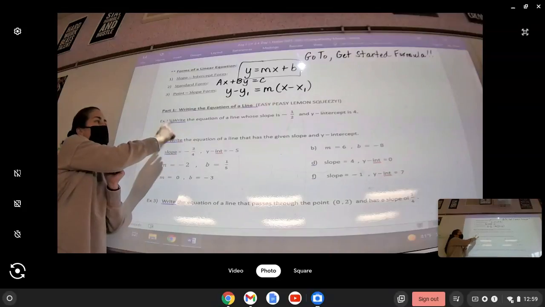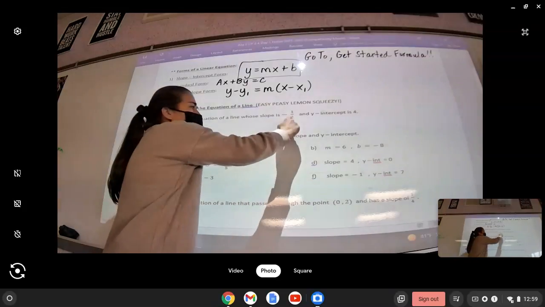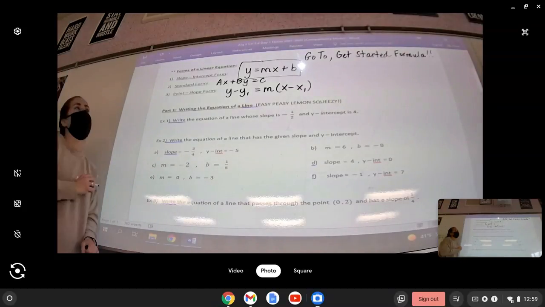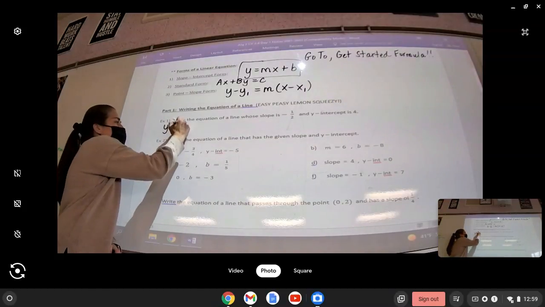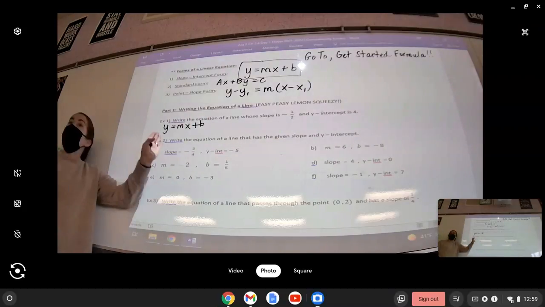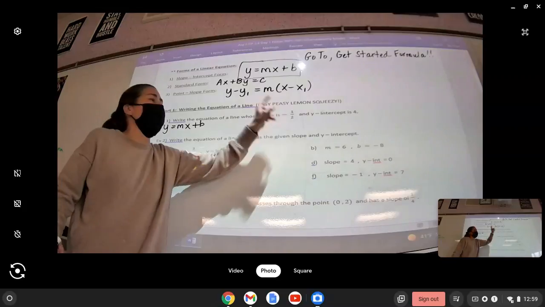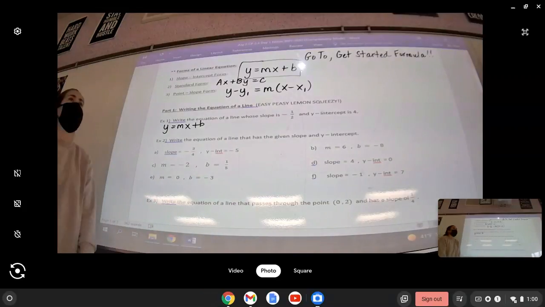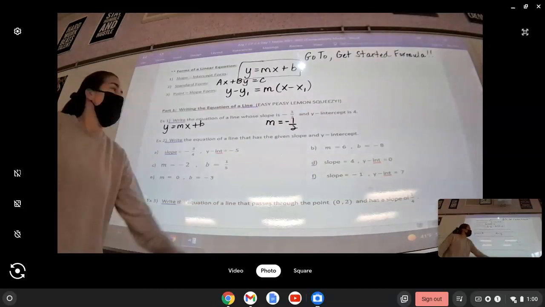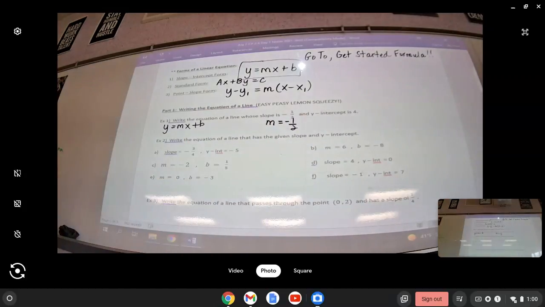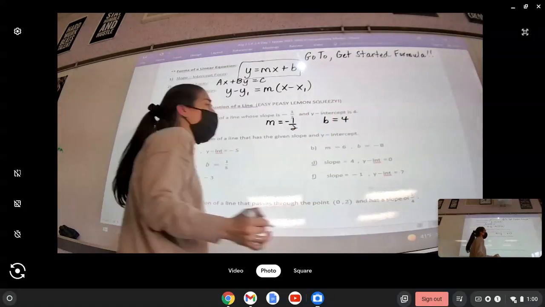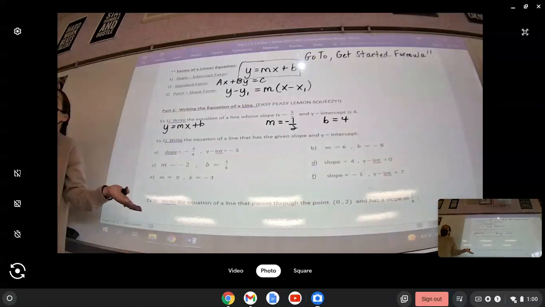So guys, write me the equation of a line whose slope is -1/2 and whose y-intercept is 4. Okay? What's your go-to get started formula? y equals mx plus b. Guys, I can hear someone's music. Come on. All right. If that's the case, they just told you the slope is -1/2. What variable represents the slope? m. So they just told you that m is -1/2. They told you the y-intercept is 4. What variable represents the y-intercept? b. So they just told you b is 4. Guys, plug those numbers right in. You got yourself the equation of a line.